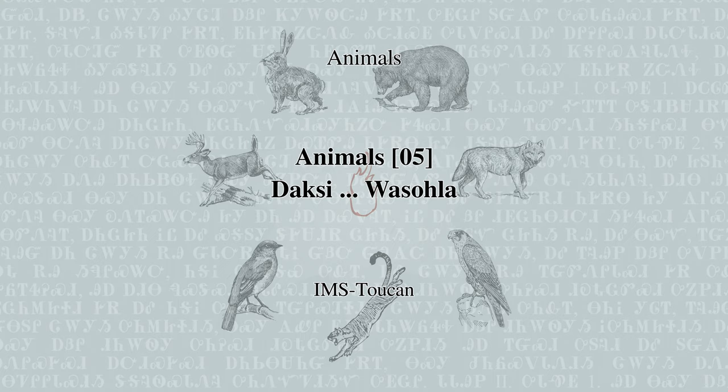Here is a new phrase. Daksi. Again. Daksi. Also. Daksi. In English. A terrapin turtle, a padlock, or a doorknob. Terrapin turtles, padlocks, or doorknobs.